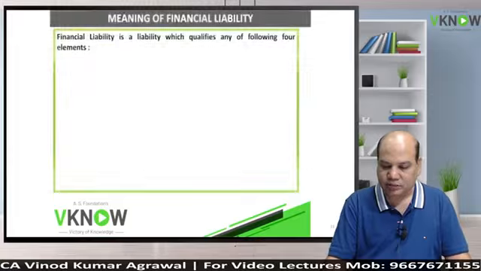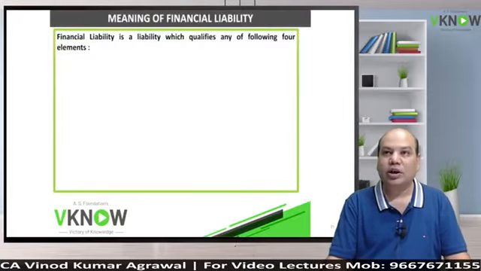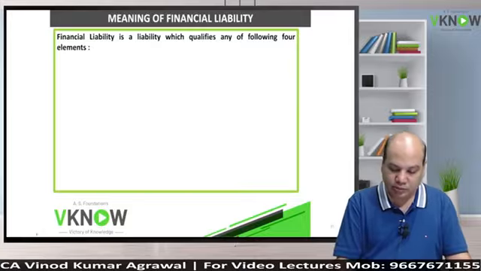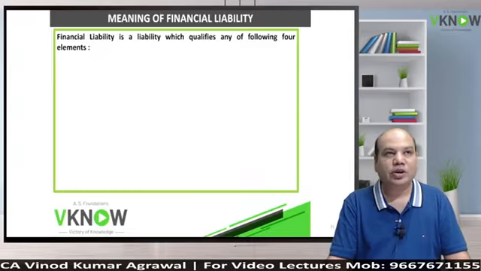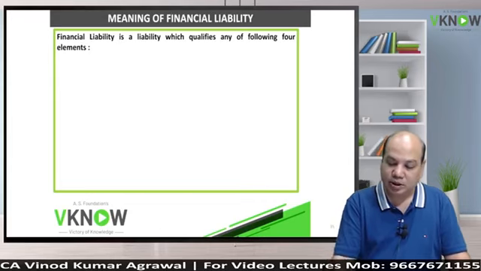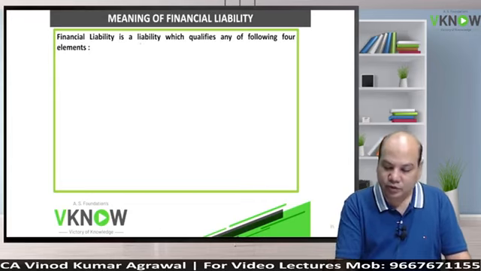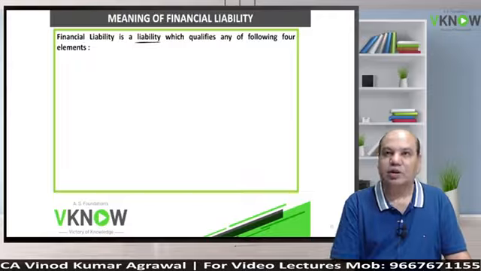In this chapter, the first thing I need to learn is what is a financial liability, because the main purpose of the standard is to help you identify the item on the liability side, whether it will come under financial liability or equity. So a financial liability is a liability. First of all, it should meet the definition of a liability.